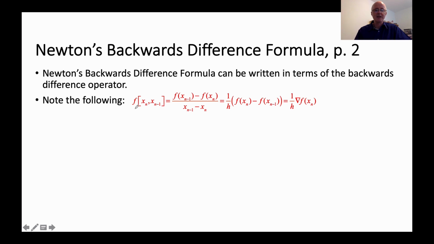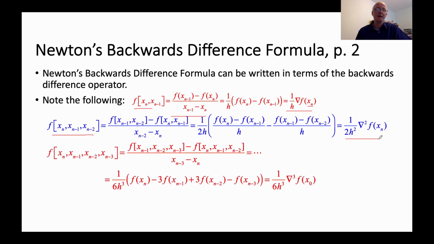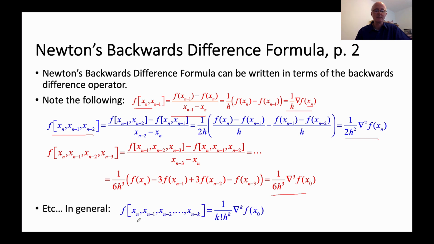This first divided difference, f of xn comma xn minus 1, which by definition is this, can be written in terms of nabla, like that. Nabla of f of xn, not f of x0. The second divided difference can be written in terms of nabla squared, etc. A third divided difference can be written in terms of nabla cubed. Very similar pattern in the bottom. We're dividing by factorials and h to the corresponding power. In general, we have this.